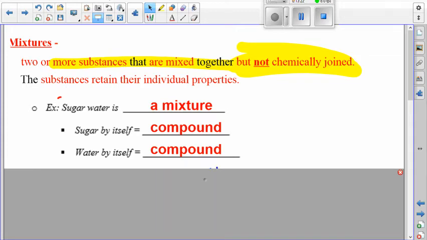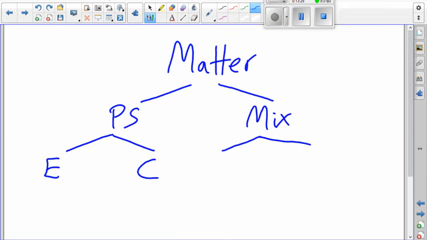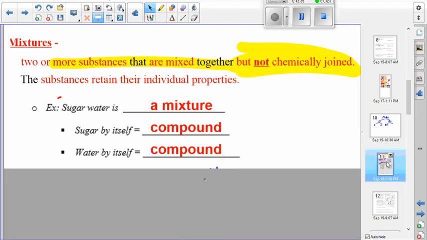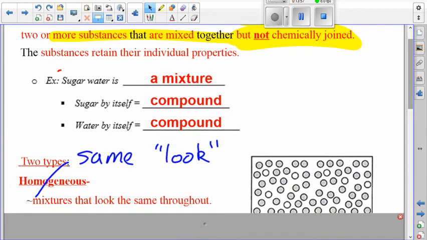Now, if I go back to my tree real quick, mixtures split off into two categories too. The first one is called a homogeneous mixture. The word homo means same. Genius means look. So in other words, it looks the same throughout. When you look at it, it looks exactly the same. For example, this sugar water right here. If I look at the bottom versus the top versus the middle, it looks the same throughout. This is a homogeneous mixture.